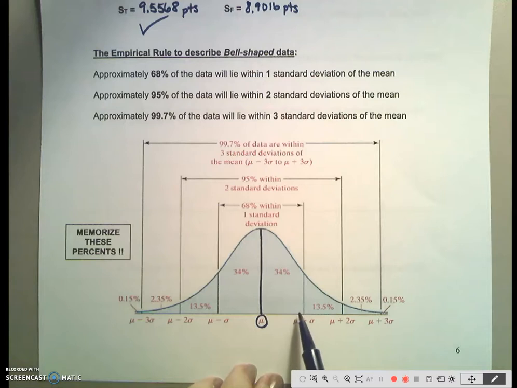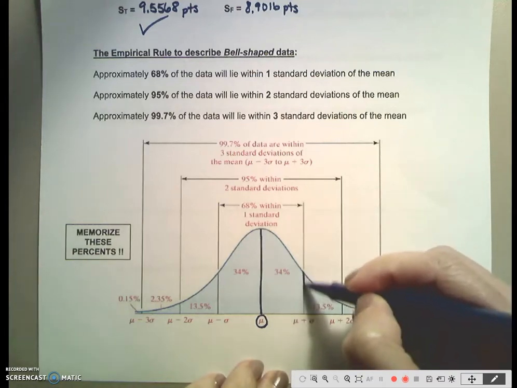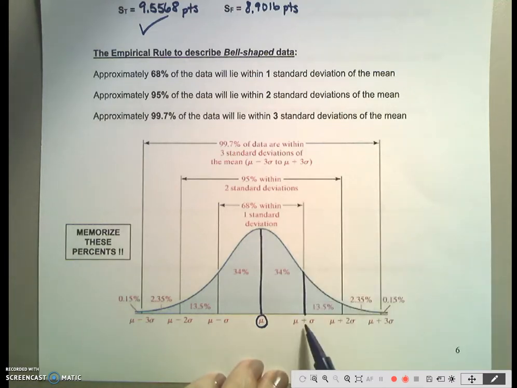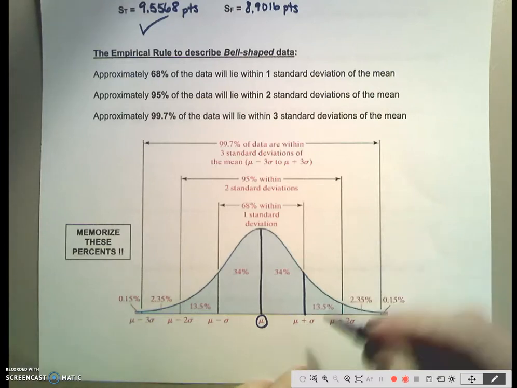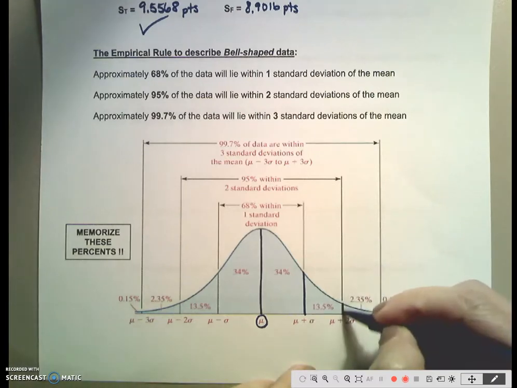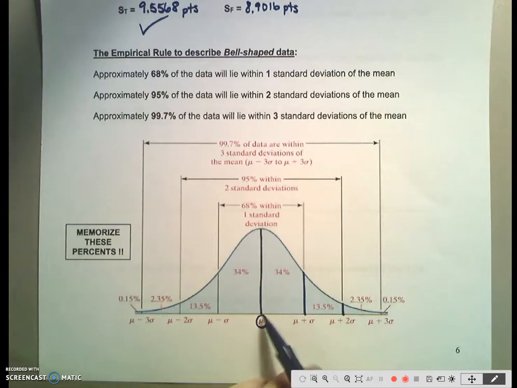What we're going to do is take the mean and add one standard deviation, and that moves us over to this mark: mean plus a standard deviation. Then we add another standard deviation, so this is the mean plus 2 standard deviations. Then we add another one, so it's the mean plus 3 standard deviations.